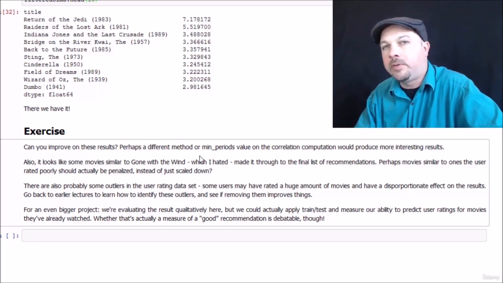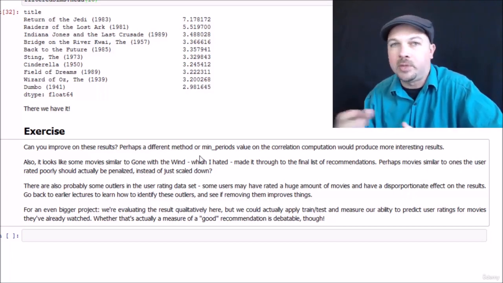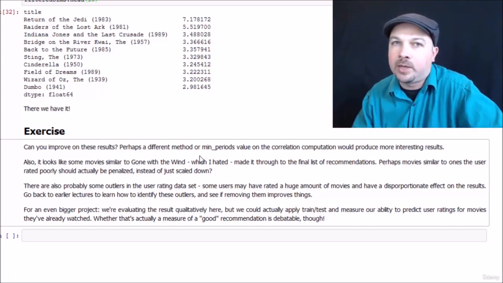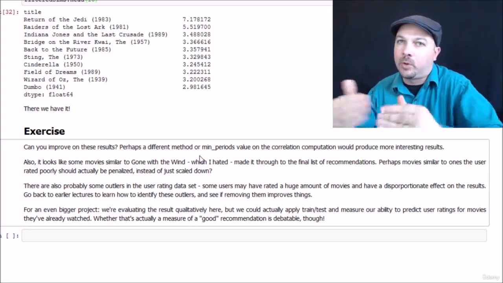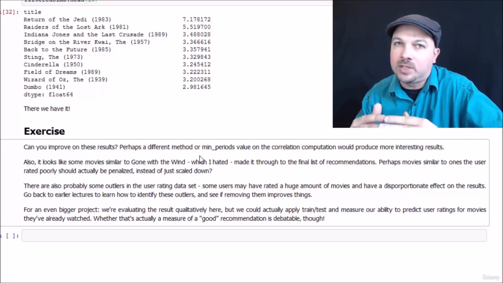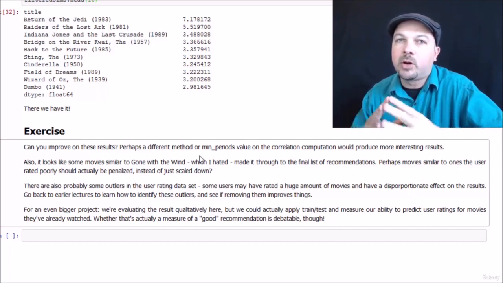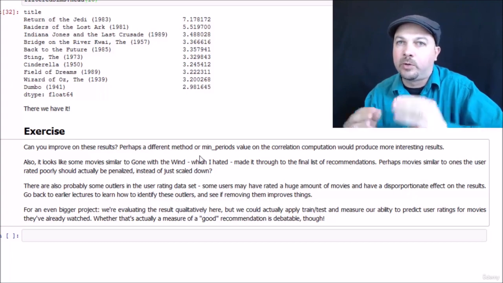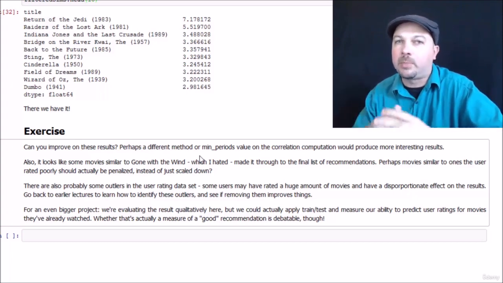We used a minimum period value of 100. Maybe that's too high, maybe it's too low. We just kind of picked it arbitrarily. What happens if you play with that value? If you were to lower that, for example, I would expect you to see some new movies maybe you never heard of, but might still be a good recommendation for that person. Or if you were to raise it higher, you would see nothing but blockbusters.